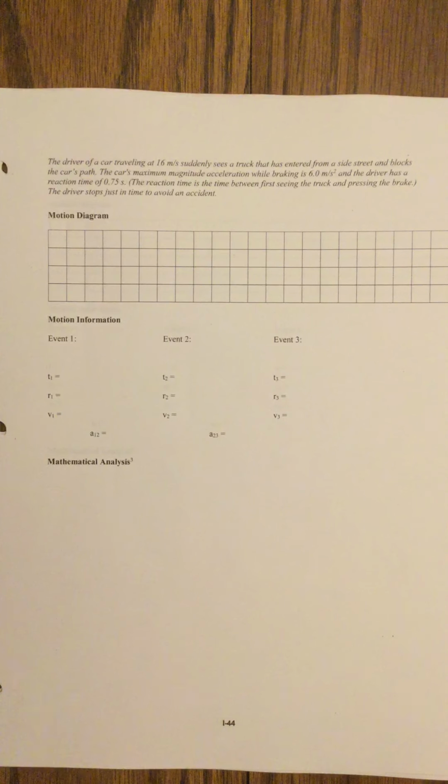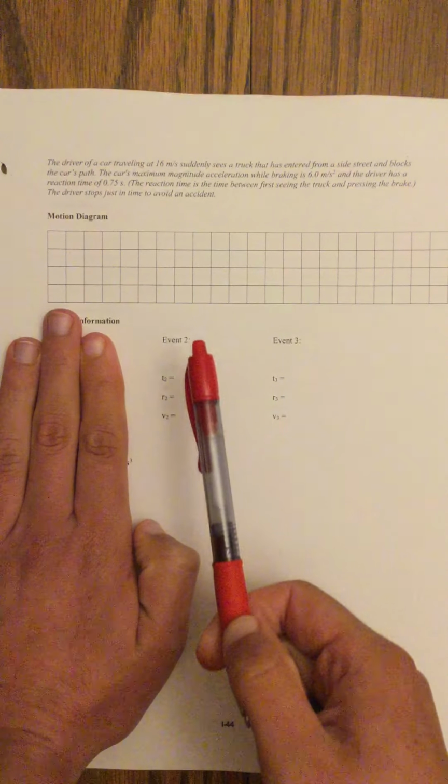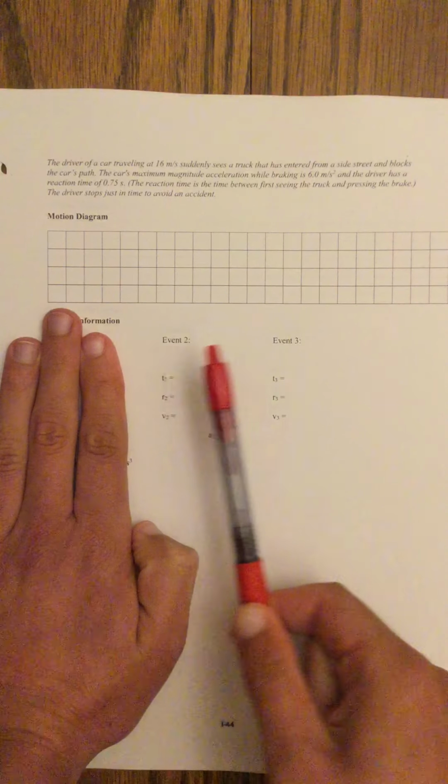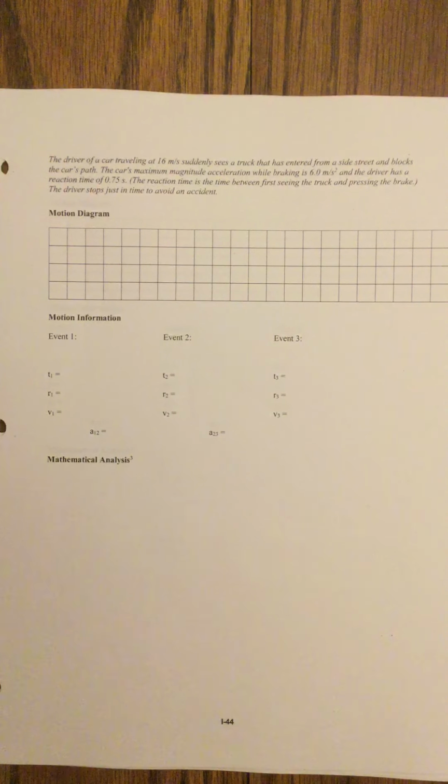And the driver has a reaction time of 0.75 seconds. The reaction time is the time between first seeing the truck and pressing the brake. The driver stops just in time to avoid an accident. So if they didn't mention anything about the reaction time, you would only have two events. That would be when the car begins to slow down and when the car reaches rest. Because they give us three events, we're going to include the reaction time. So remember that we have to have constant acceleration between each set of events.